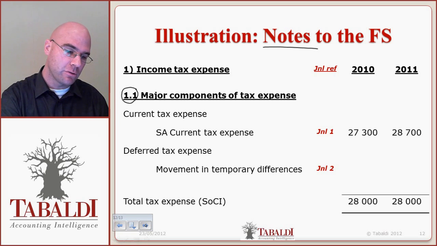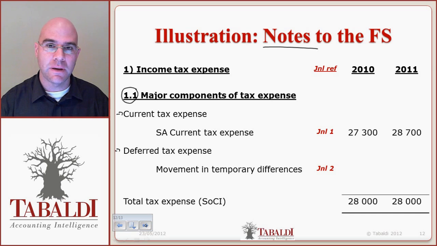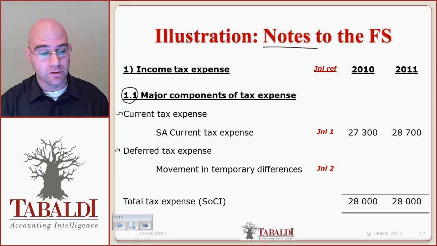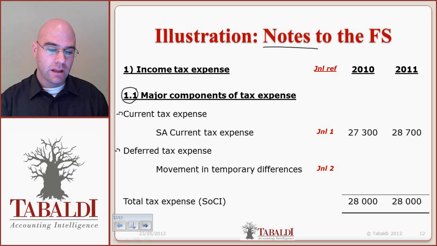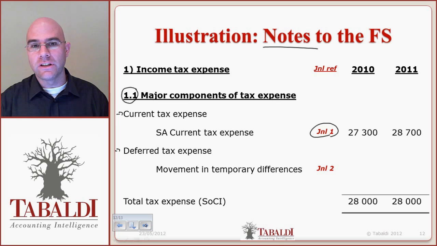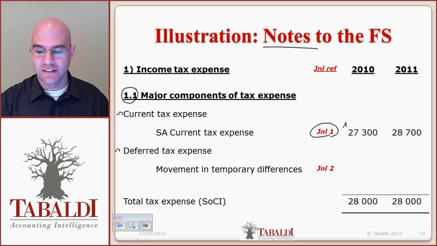Major components split up between my current tax expense and my deferred tax expense. There could be multiple elements to each of these two components. Here, very simplified. The current tax expense, we can go back and look at Journal 1 for each of the 2010 and 2011 years. There's my debit current tax expense 27,300, debit current tax expense 28,700.